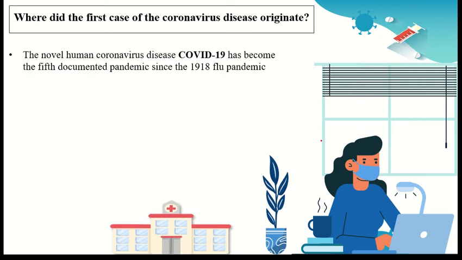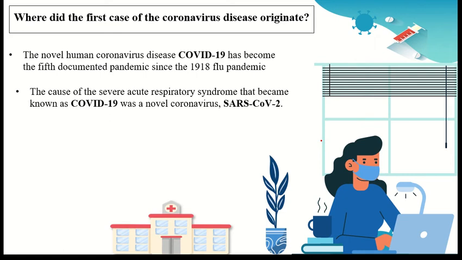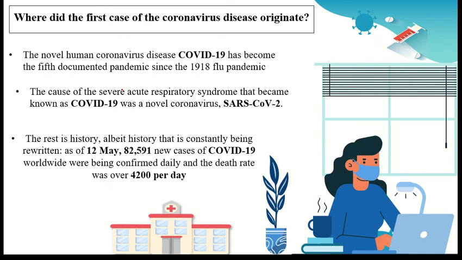The novel human coronavirus disease COVID-19 has become the fifth documented pandemic since the 1918 flu pandemic. The cause of the severe acute respiratory syndrome that became known as COVID-19 was a novel coronavirus, SARS-CoV-2. The rest is history, albeit history that is constantly being written. As of 12 May, 82,591 new cases of COVID-19 worldwide were being confirmed daily and the death rate was over 4,200 per day.